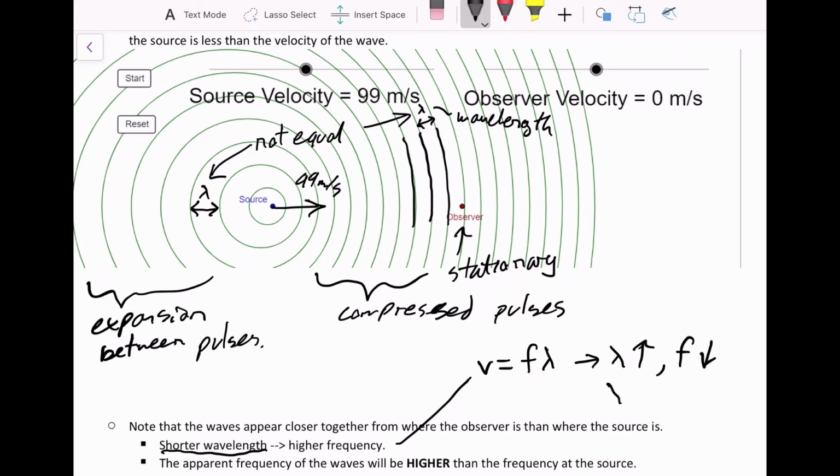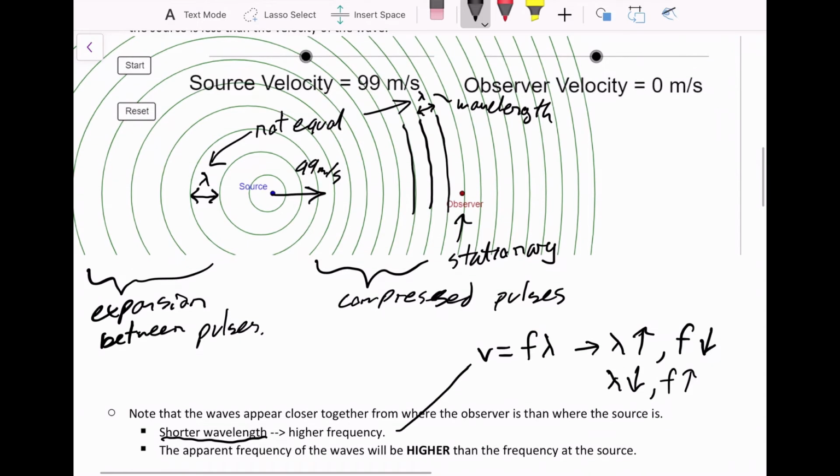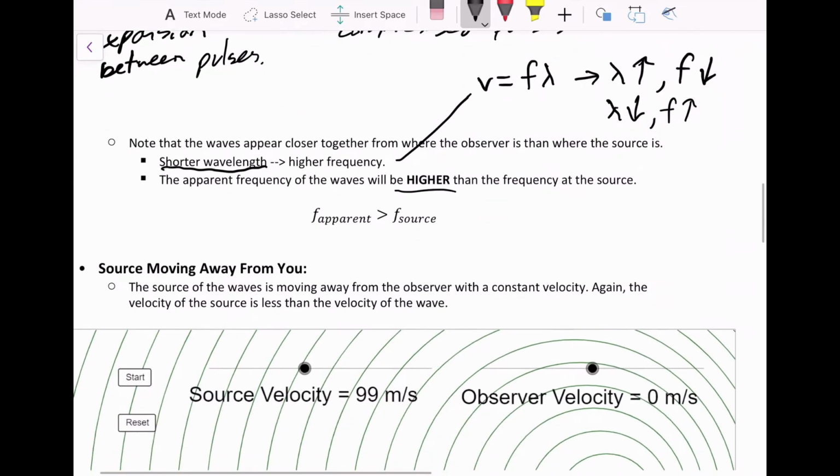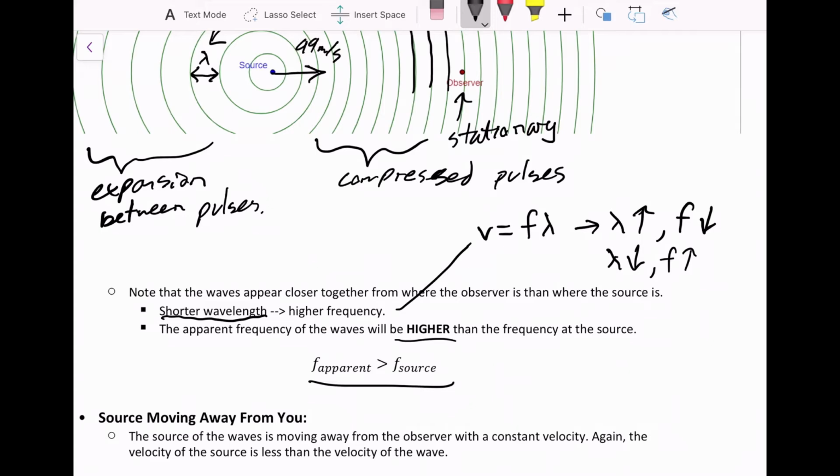And similarly, if the wavelength goes down, the frequency has to go up. In this case, the wavelength has gone down, so the wave pulses are closer together, so our frequency is going up. So the apparent frequency of the waves is actually higher than the frequency at the source. So what this means is if you are listening to something that is approaching you, the frequency is going to appear to be higher than it would be if the object was just stationary. So we've just got that again mentioned here, that the frequency that is apparent is higher than the source.